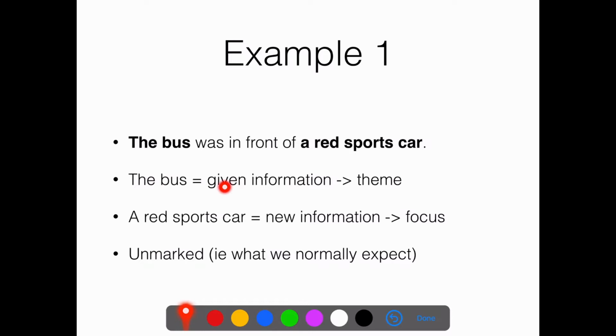When we say the bus here, the given information, this is the theme, and the theme is always the very first part of the sentence. And here we have a red sports car, it's new information, this is the focus. This sentence is unmarked, in other words, it's what we normally expect, it's unmarked.